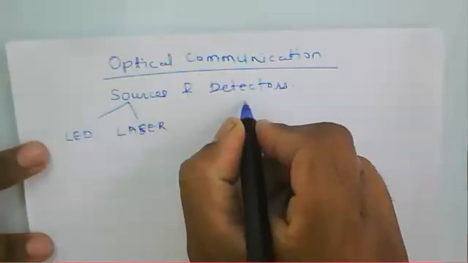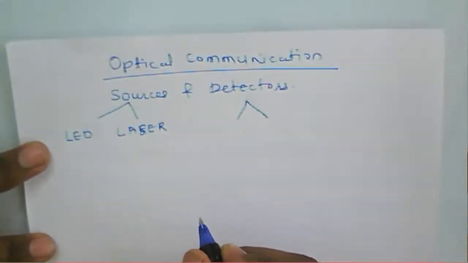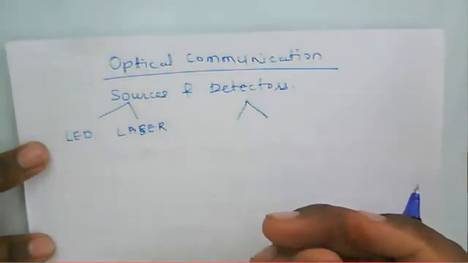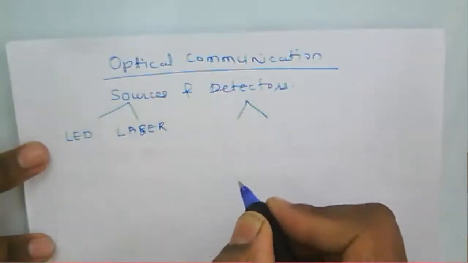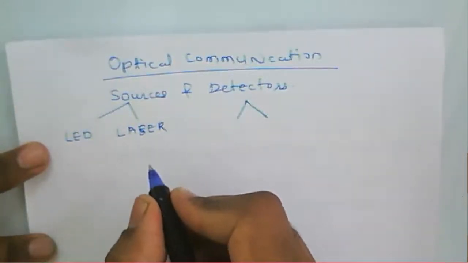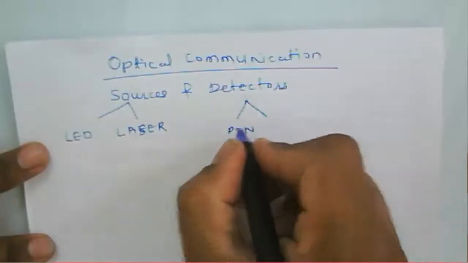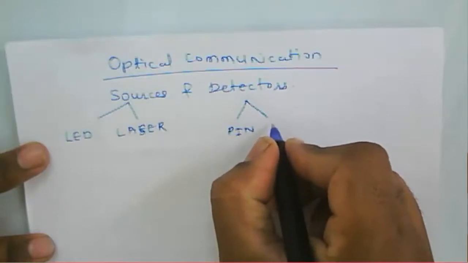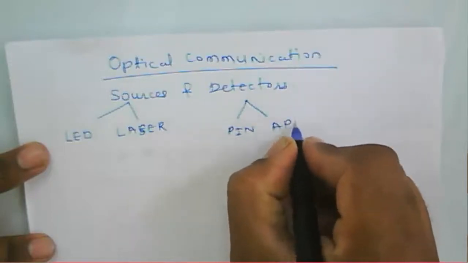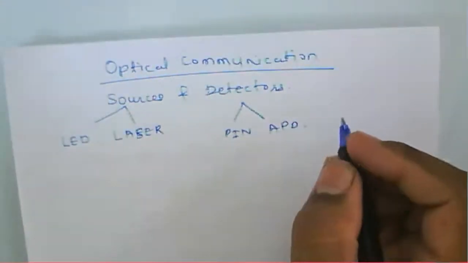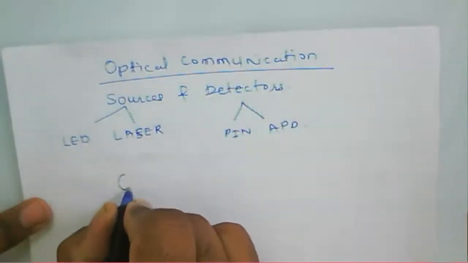Then, we have detectors, and the detector is a photodetector. Photodetectors detect the light and convert it into an electrical signal. So we will learn here the PIN diode and another photodetector, the avalanche photodetector, or avalanche photodiode.